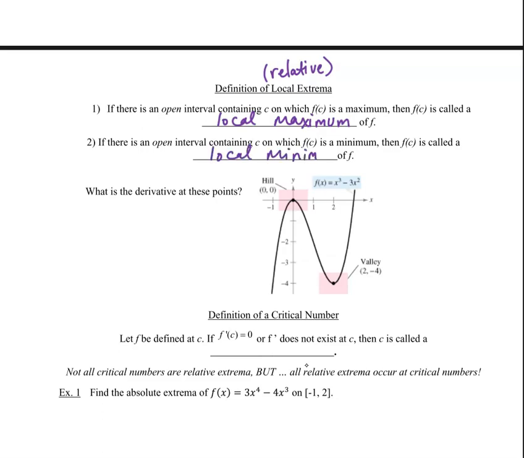All right, now what is the difference? Well, these really are your peaks and your valleys in the graph. These are really your turning points. So if you have an open interval and you've got a peak in the graph, that is a local maximum. If you've got an open interval and you've got a valley or a dip in the graph, that's going to be your local minimum. And what I want you to pay attention to is what is the derivative at these locations.